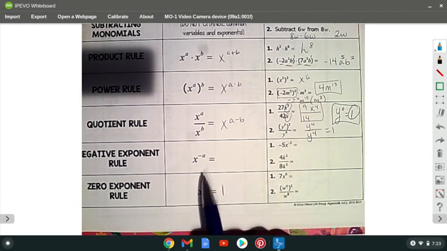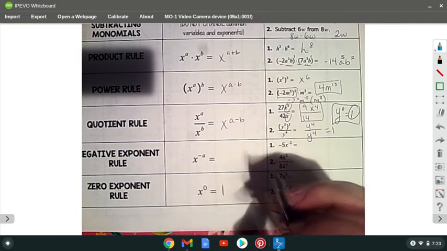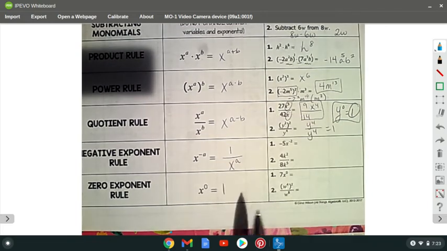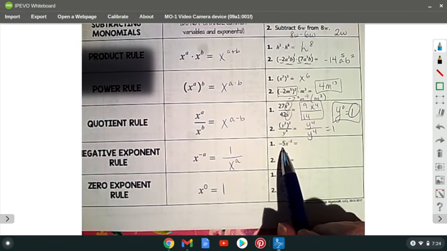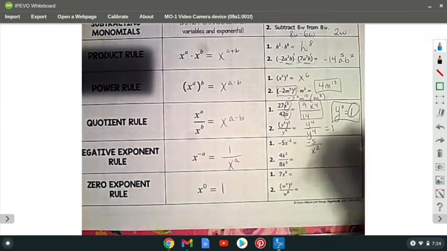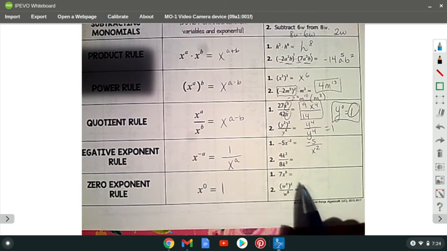Here we have that negative exponent rule. Anything raised to a negative exponent, we need to move that to the denominator. We got to take that reciprocal, and then we can make that exponent positive. So here, that coefficient, -5, can stay in the numerator, but that x to the power of 2 has to move to the denominator to become positive.